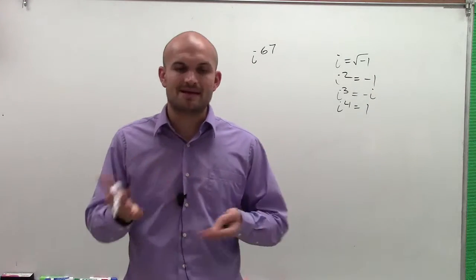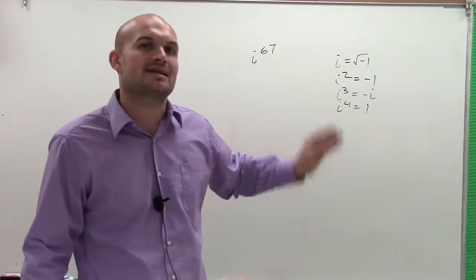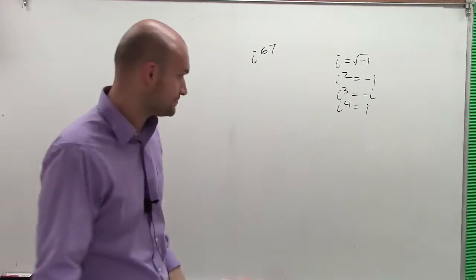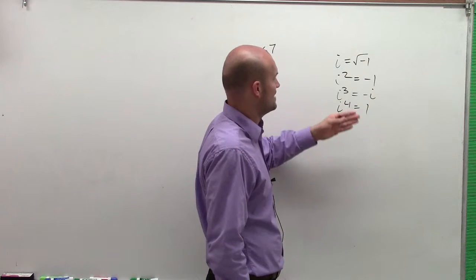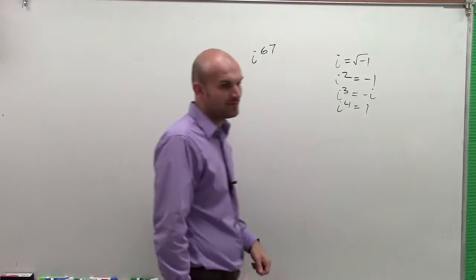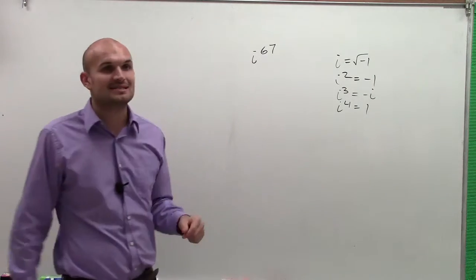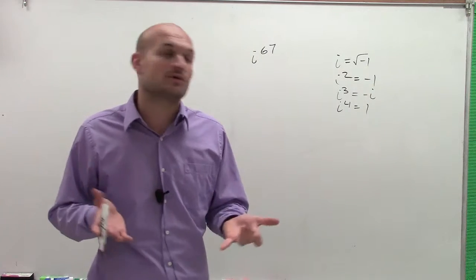And as I kept on multiplying by i on both sides, you notice this pattern just repeats every 4th term. So the next term is going to be i, then -1, -i, and 1, and it just keeps on repeating. So to find the value of i to the 67th, I need to divide 67 by 4 and determine what the remainder is.